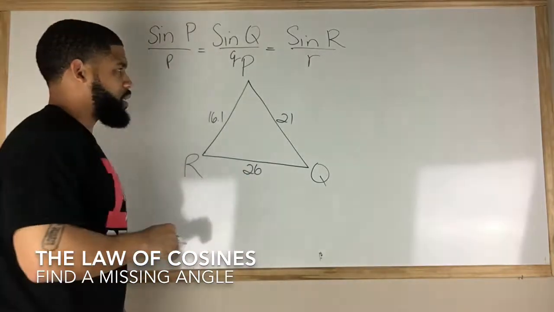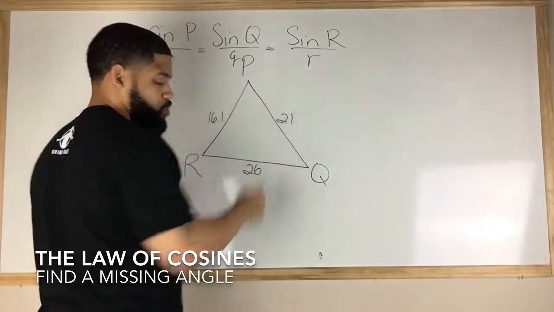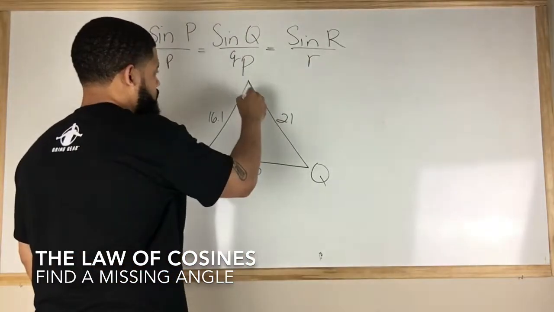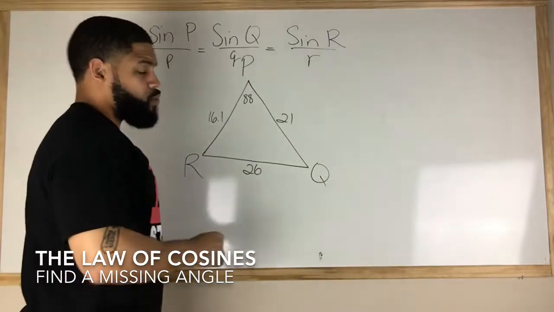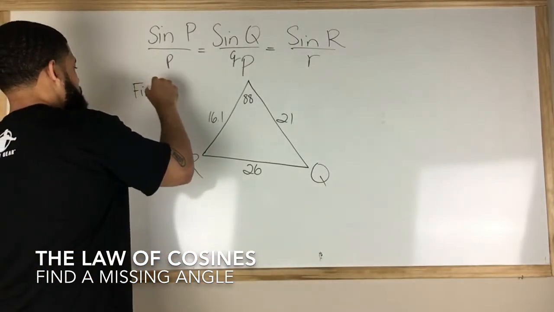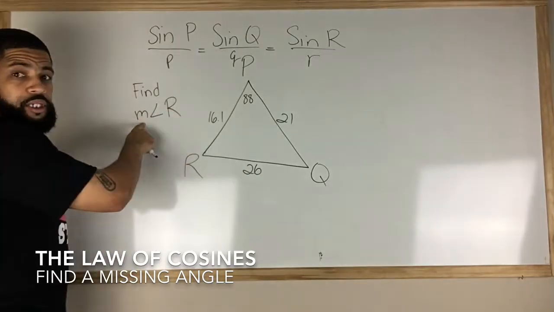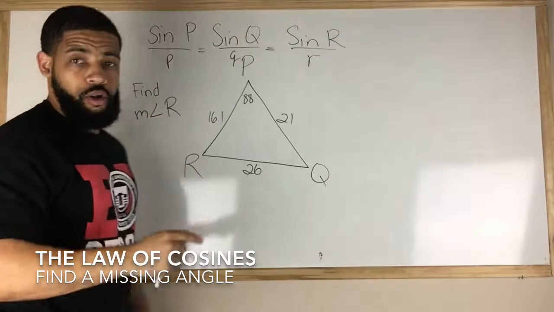So we need to know the measure of this angle. Actually we have angle P is 88 degrees. And what we want to find out is the measure of angle R. Okay, so that M means the measure of angle R. That's what we're going to find.